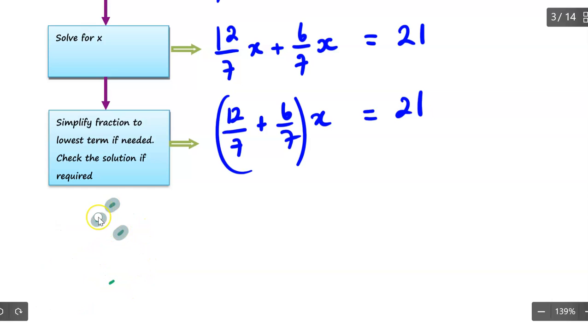Hopefully that will clarify that if you're solving a linear equation involving fractions, all the fundamental basic algebra steps apply. So if you take 12 over 7 plus 6 over 7, what do you get? If you forget how to add fractions, you can use a calculator, but because it's the same denominator, I leave the denominator the same and just add the numerators. So in this case, I will have 18.